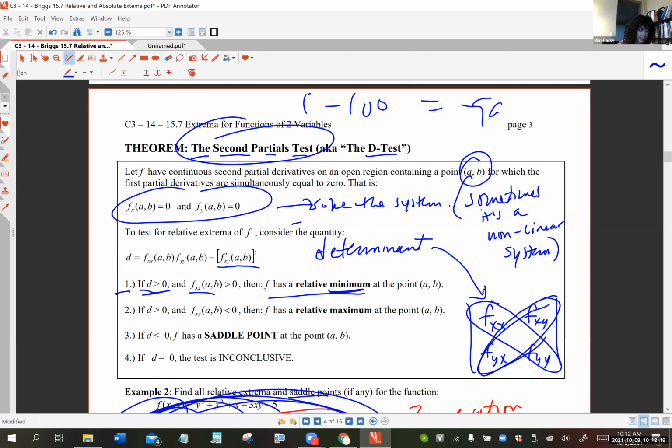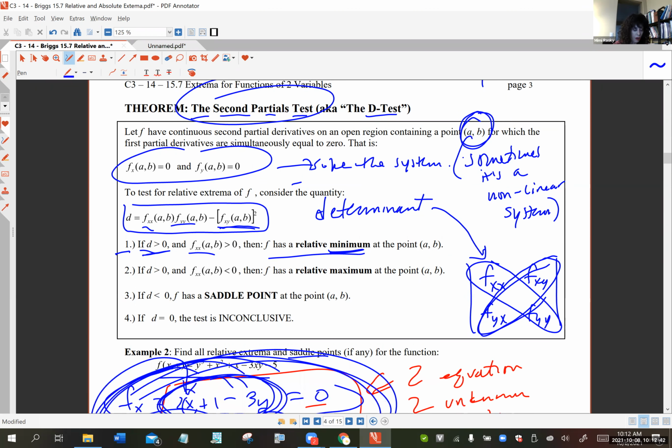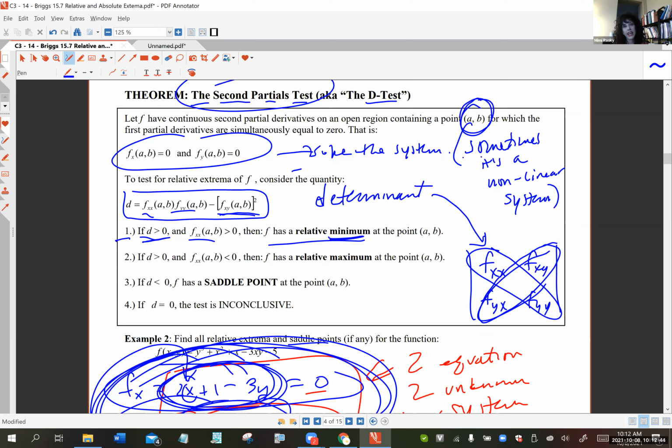And so D is a quantity that involves the second partials. So you multiply fxx with fyy, and then you subtract fxy squared. Great. So once you have that in hand, you substitute your critical point in there. And there may be more than one, so you may have to perform this test more than once. Once you evaluate D at the critical point, you have 4 possibilities that can happen.